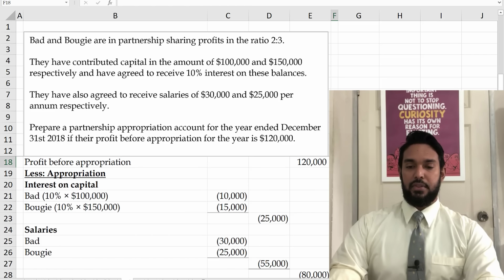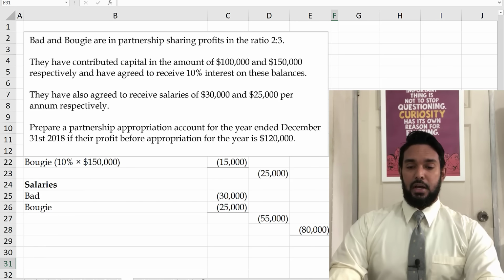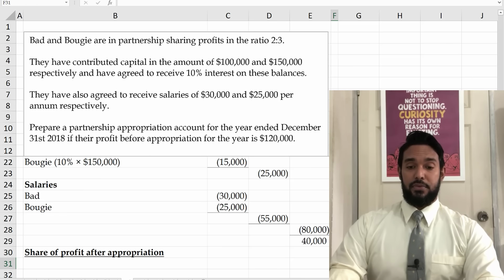Now we're going to subtract that from our net profit before appropriation, the 120, and that's going to give us 40,000. That's the profit to be shared. So we have to share the profit after appropriation. Bad and Bougie are going to share in ratio 2:3.